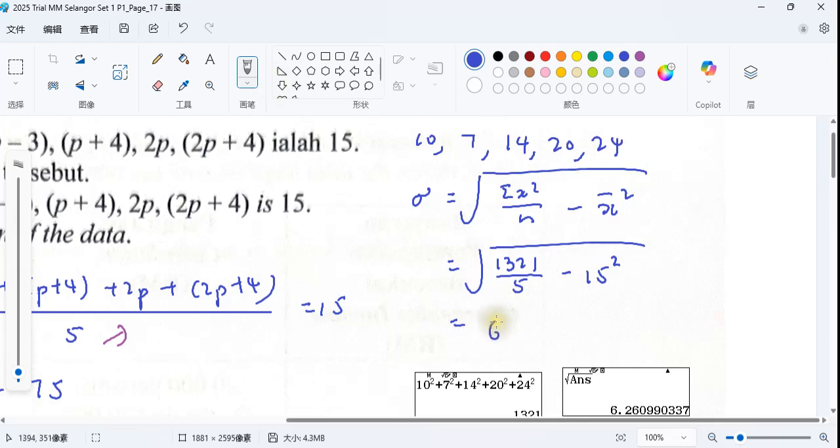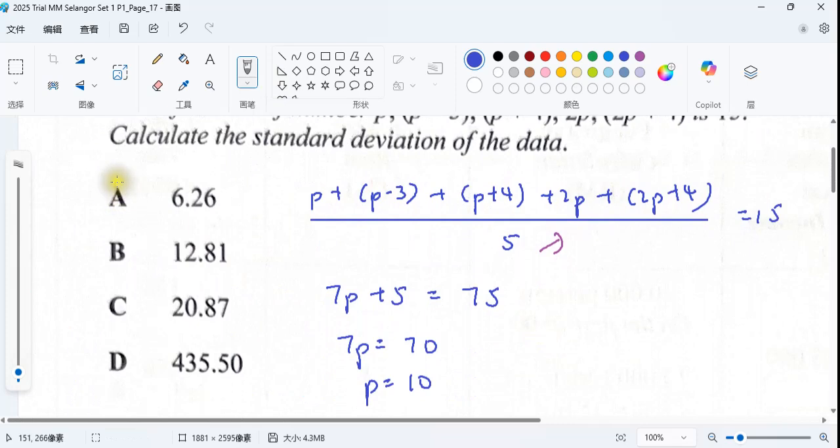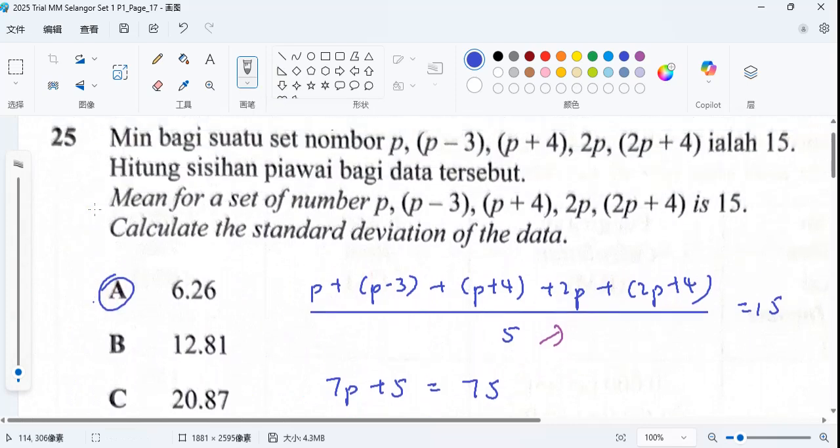6.261, so 6.26. This is Form 4 Chapter 8.